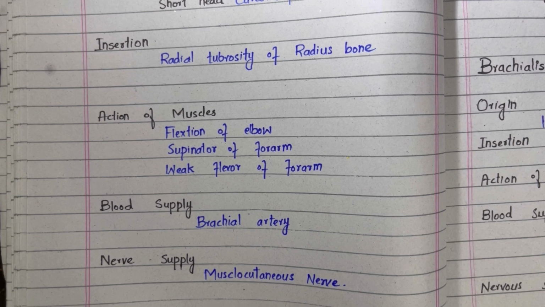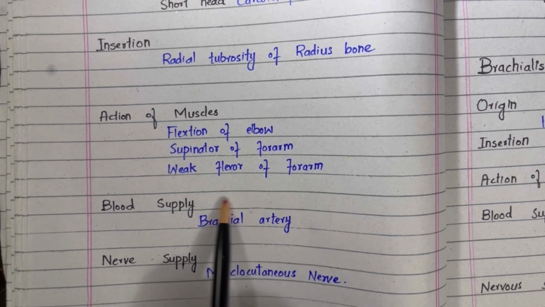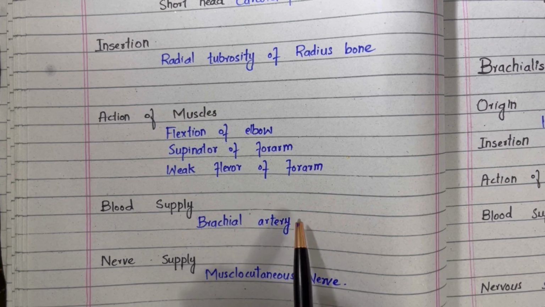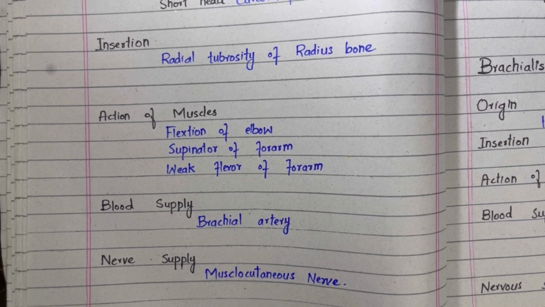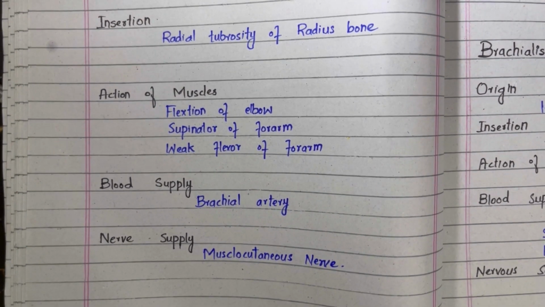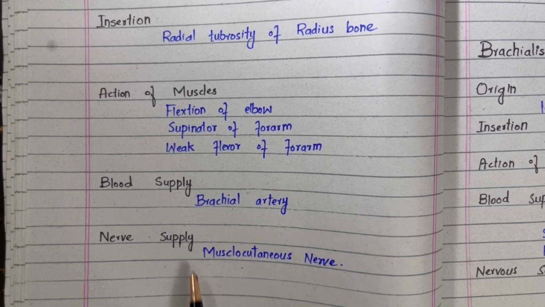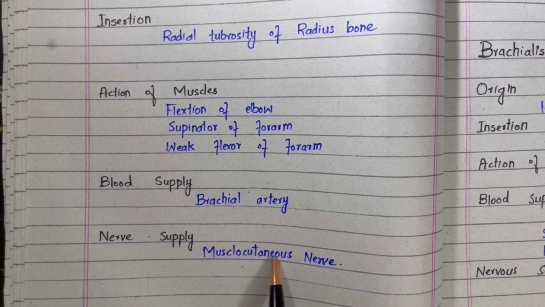The blood supply of the biceps brachii muscle is the brachial artery. The brachial artery supplies all three muscles of the anterior compartment of the arm. The innervation of the biceps brachii muscle and the other two muscles is the same, the musculocutaneous nerve.